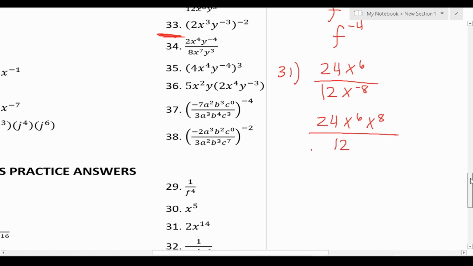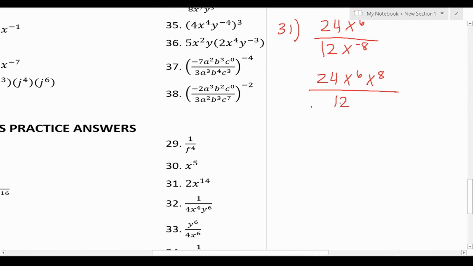Okay, so now let's simplify things. The next easiest thing to simplify is 24 divided by 12. We know that's 2. Again, this is x to the 6th, x to the 8th. And this says 2 x to the 6th times x to the 8th, which is going to be the product rule. So this is 2x to the 6 plus 8. Again, according to the product rule, you add the exponents. 2x to the 8 plus 6 is 14. Okay, so that was that one.